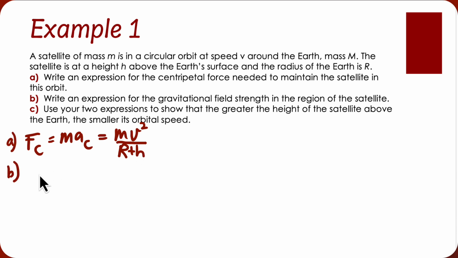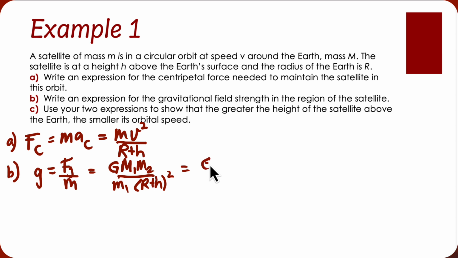Part B says write an expression for the gravitational field strength in the region of the satellite. So gravitational field strength, if you remember, that's little g. That should be the force due to gravity over its mass. In this case, the force due to gravity will be G m1 m2 over the distance squared, which was (R plus h) squared. And don't forget, this m would be the mass of the satellite. So we're going to be left with G M, M being the mass of the Earth, over (R plus h) all squared.